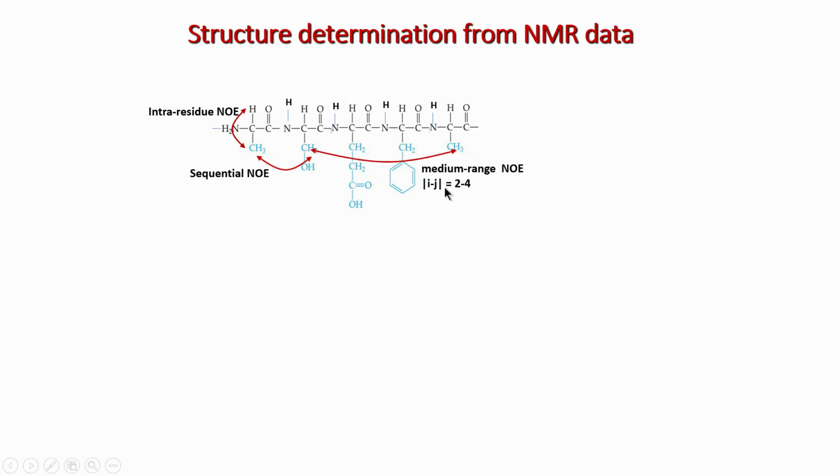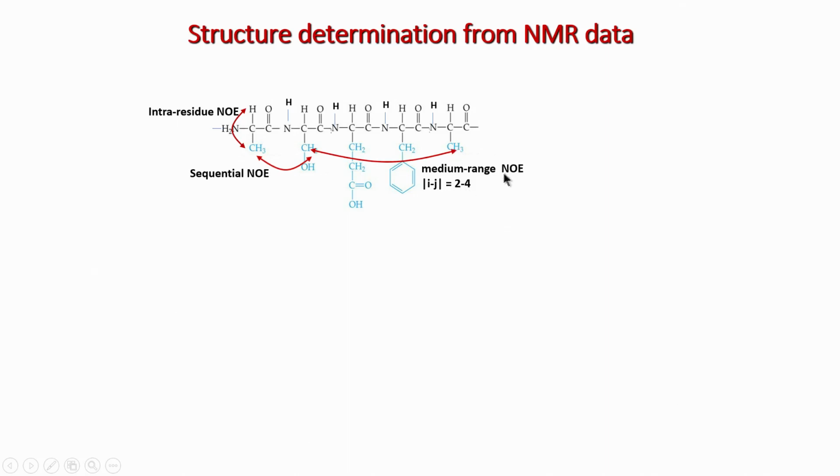Here the distance between the amino acids is 2 to 4 amino acid separation. Remember, each NH here is one amino acid. So, I can draw a line here and that will become one amino acid. So, you can see there is a separation of more than 2; if it is 1, it is sequential. But more than 2 and up to around 4.